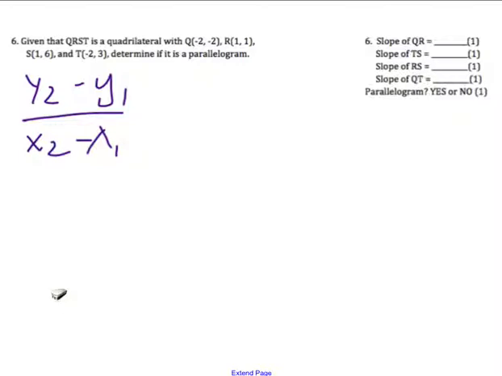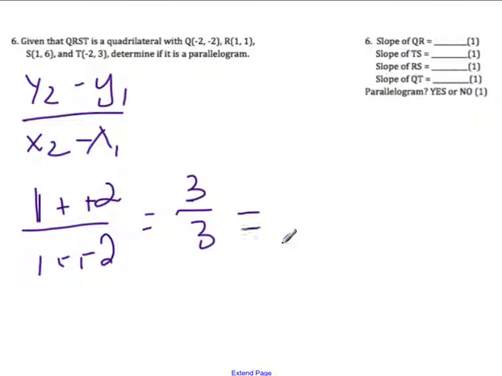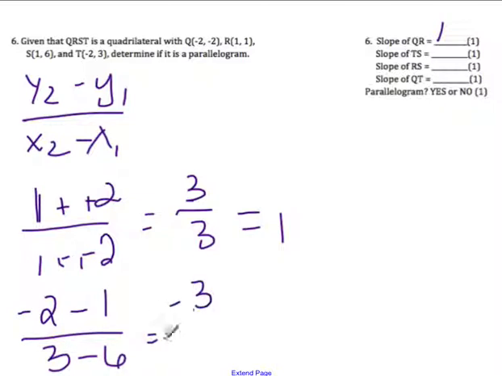Okay, so for our QR, we have y2 minus y1 divided by x2 minus x1. So here I end up with 3 over 3, which is equal to 1. So the slope of QR is 1. Let's take a look at TS. So that's going to be y2 minus y1 over x2 minus x1. So here we're going to get negative 3 divided by negative 3, which is 1. So the slope of TS is just 1.